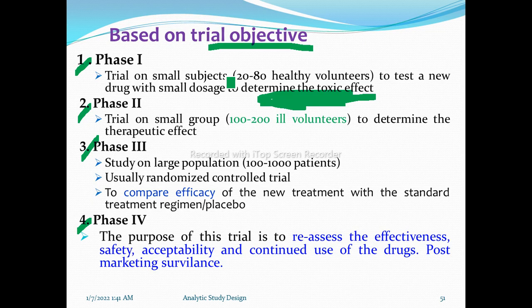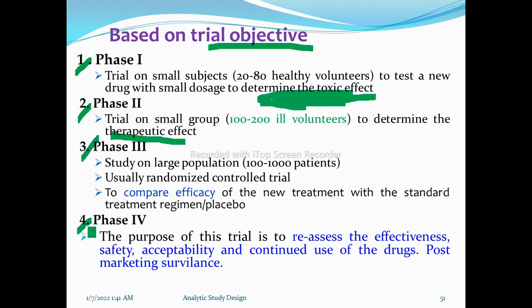The second type of phase is a trial on a small group of 100 to 200 ill volunteers to determine the therapeutic effect. So the purpose of phase 2 is to determine therapeutic effect, while the purpose of phase 1 is to determine toxic effect.